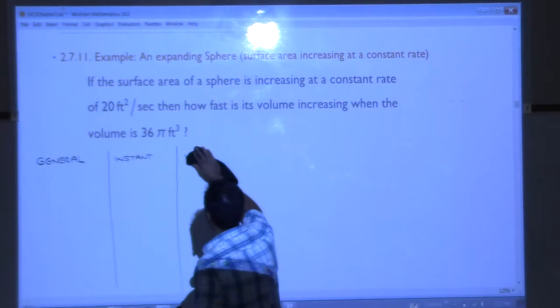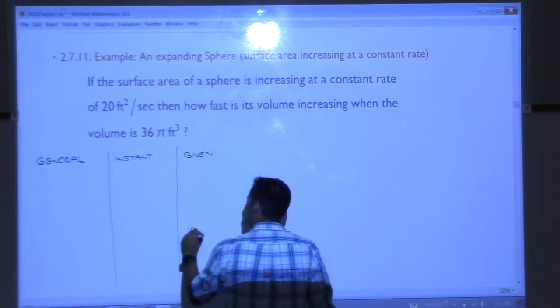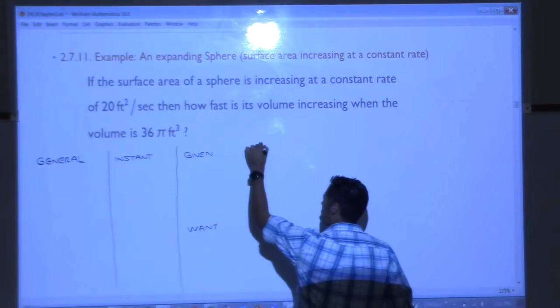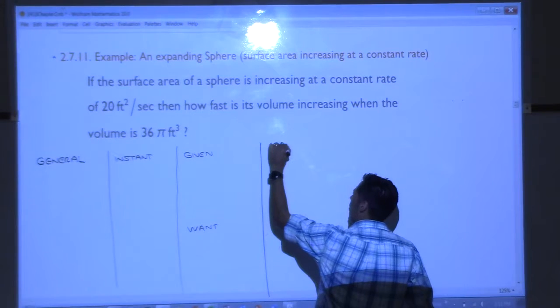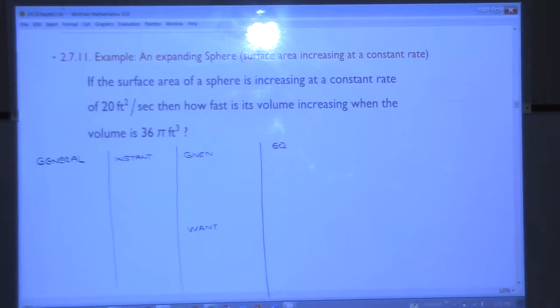And just so you know, in case you go to the tutoring lab or something like that and get help, I'm pretty sure they're not going to do this general instant given want equation thing, because it's not usually something you see in a book or anything. I think I just did that when I was learning it. It just made the most sense to do it this way for myself.